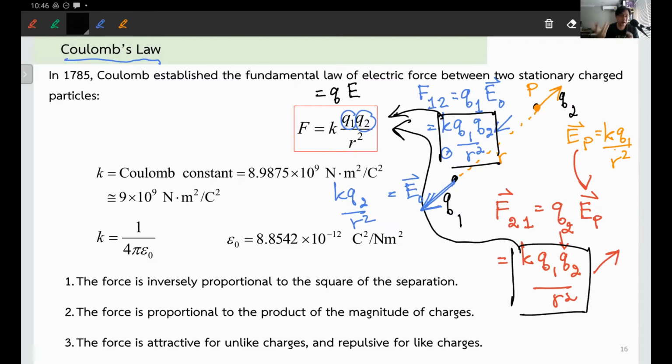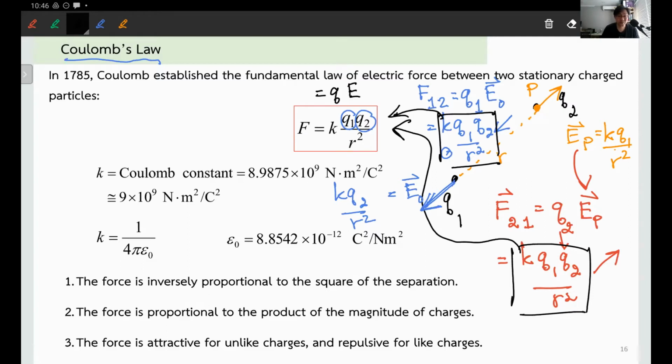Now you can think of it as charge number 1 generating the field at the position of charge number 2, so charge number 2 experiences the electric force. And vice versa, charge number 2 also generates a field at the position of charge number 1, so charge number 1 will experience the force due to the field of charge number 2. Done. They are interacting with each other through the field.